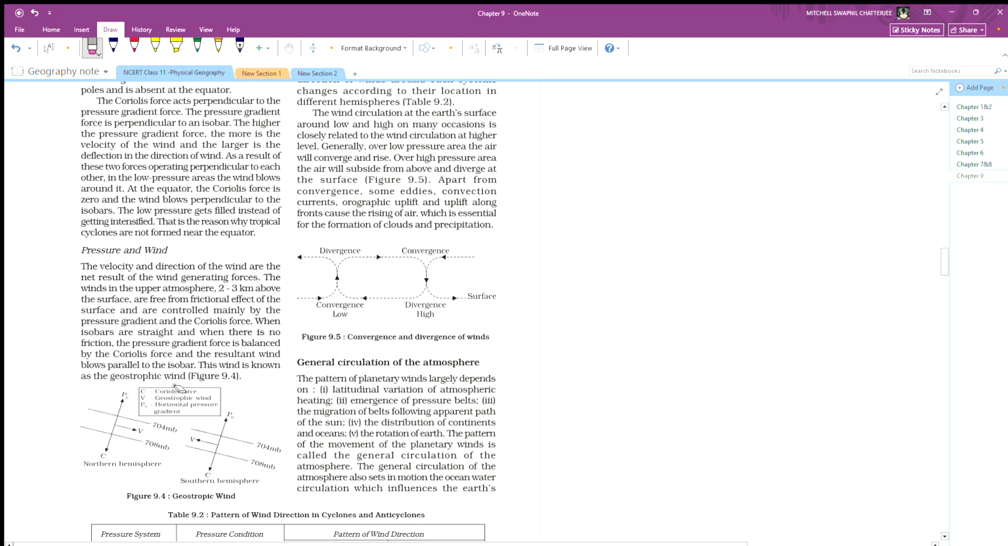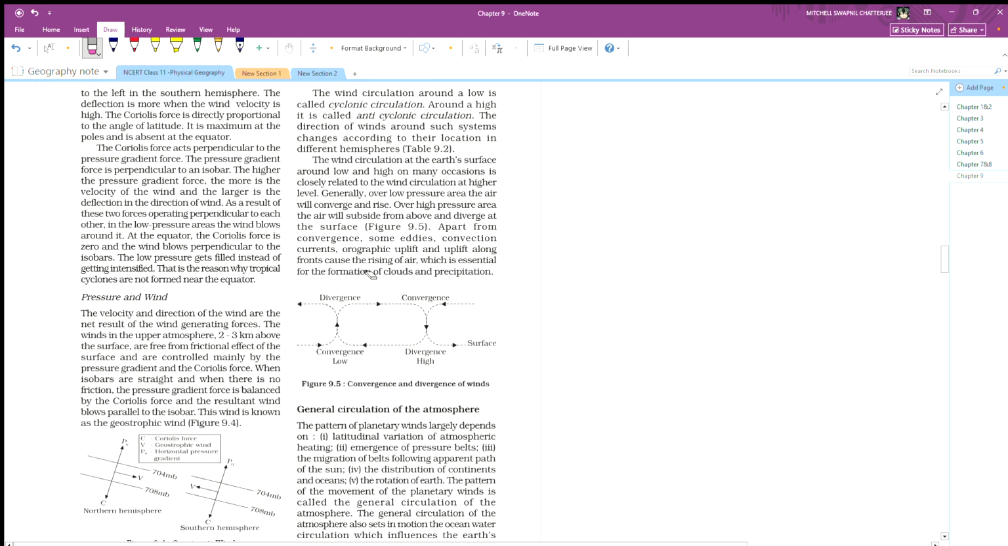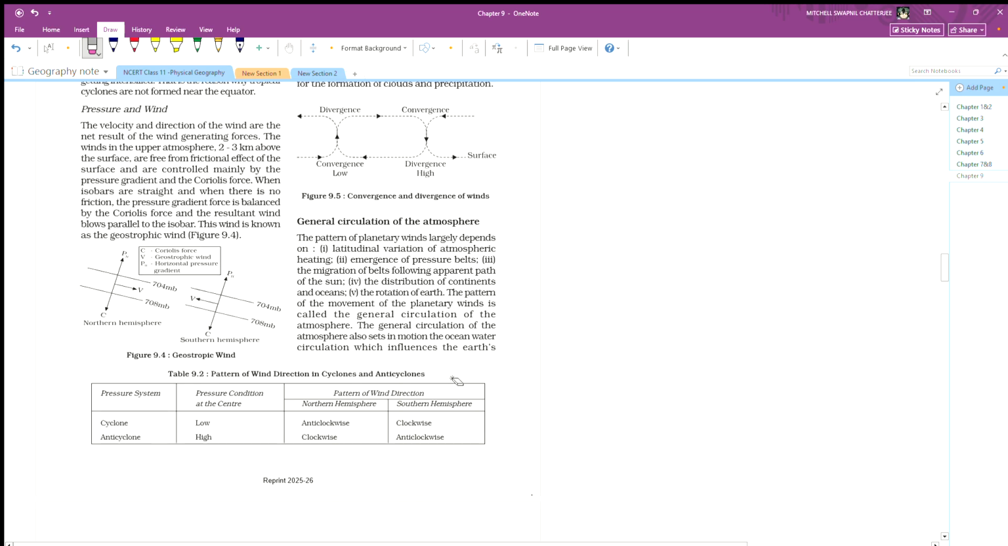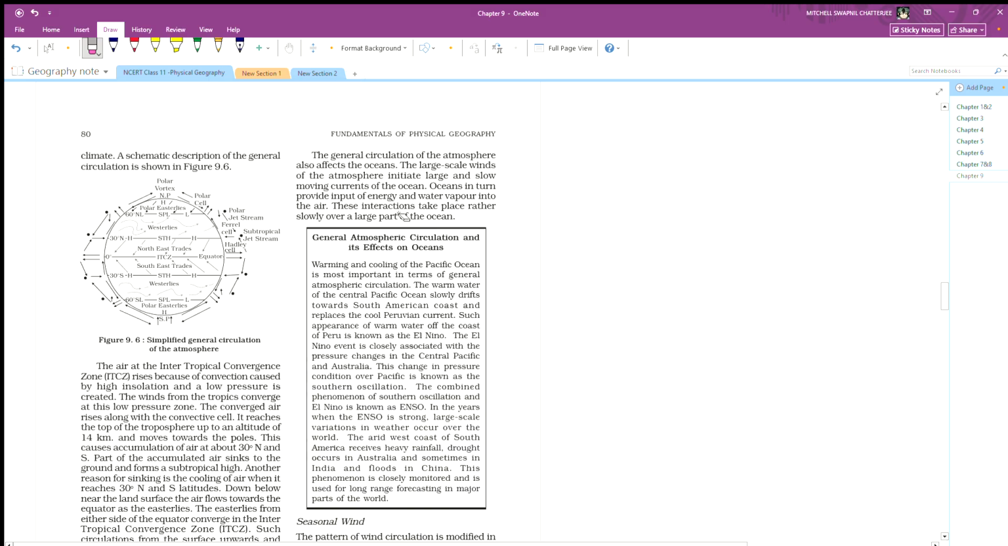Then pressure and wind, cyclonic circulation, general circulation of the atmosphere, general atmospheric circulation and its effects on ocean. Since this is in a box, this automatically becomes important for the exam.